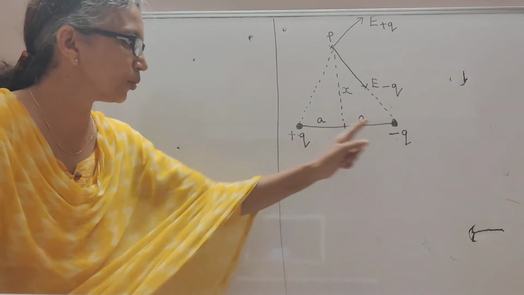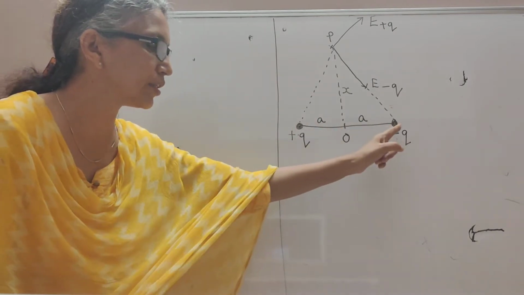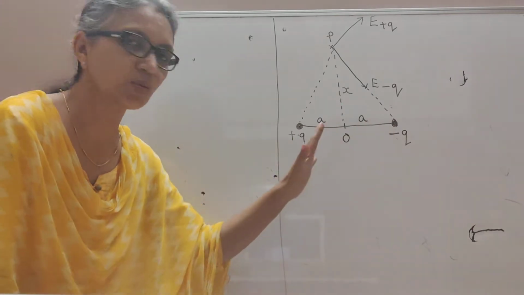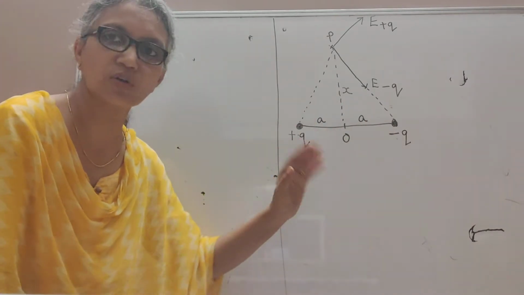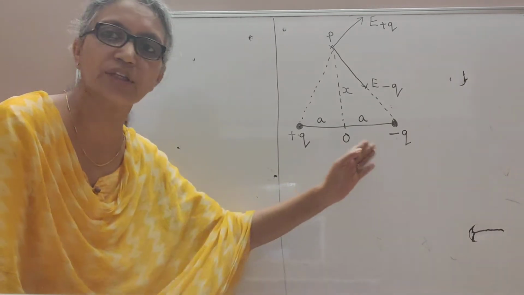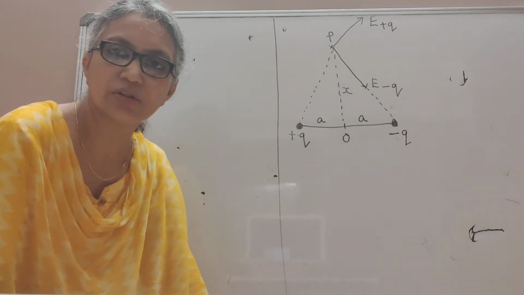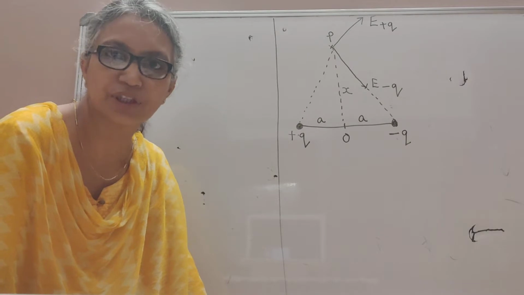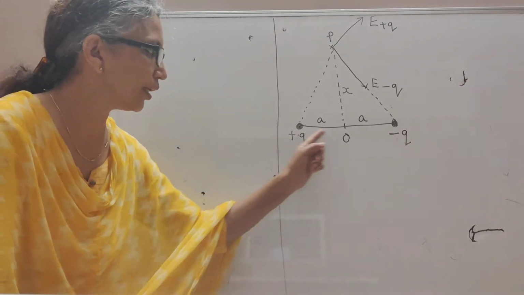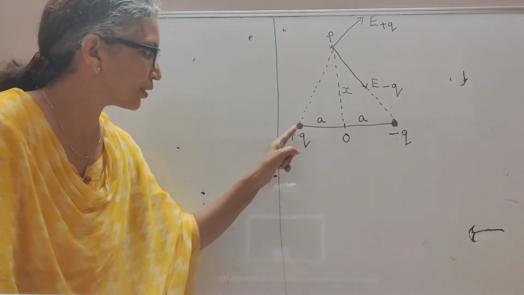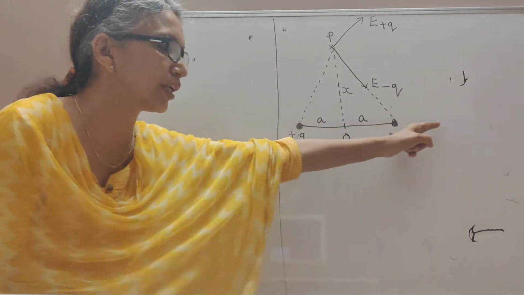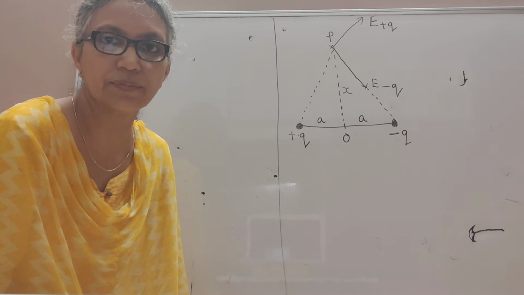Remember, this is plus q and minus q separated by a distance 2a, and that is what you call a dipole. And for a dipole, the net charge is always 0, because whenever there is a plus q, there is always a minus q. So naturally, the net charge will be 0. And this line joining the two charges is what you call the axis. If I extend this line to the left or to the right, they are all axial points.